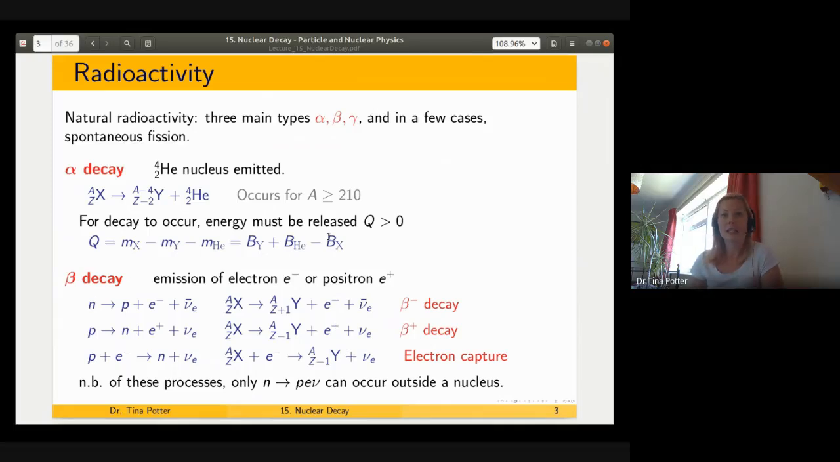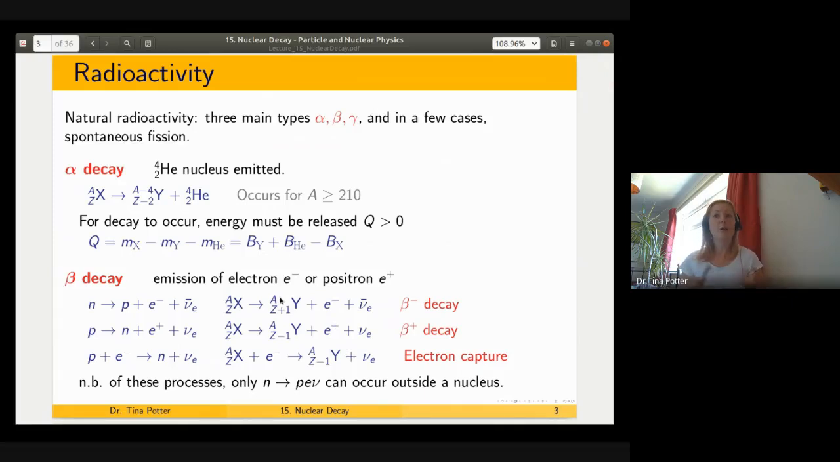Then let's have a look at beta decay, and this is where a nucleus emits an electron or a positron. So here we can have a neutron changing into a proton, and along with that we're going to have an electron and an anti-electron neutrino. And so there, you want to conserve charge. The neutron is changing into a proton. So the daughter nucleus there has Z plus 1 protons, but the number of nucleons stays the same because a neutron has changed into a proton.